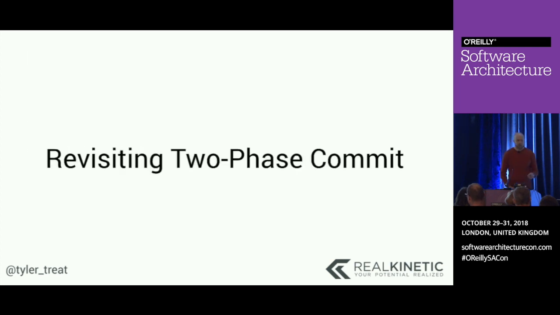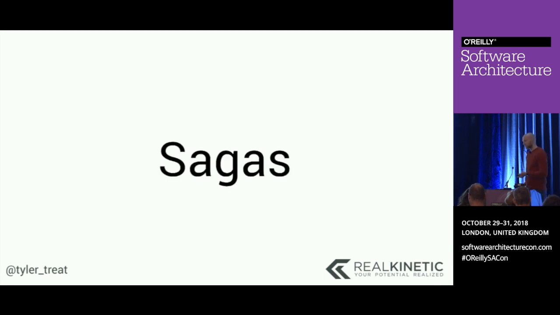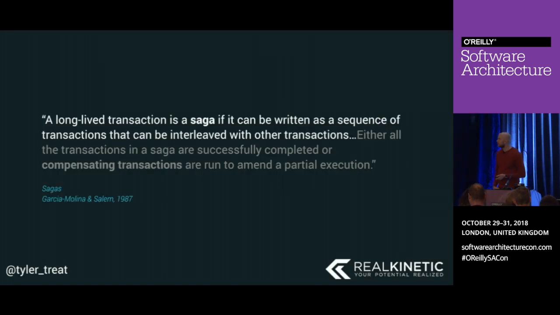And so is there a way we can take some of these ideas and start to rethink two-phase commit and some of these other distributed transactions? And one of the things that we get when we do that is this idea of sagas. And sagas actually date back to the late 80s. And what a saga is, it's just a long-lived transaction that can be written as a sequence of smaller transactions.